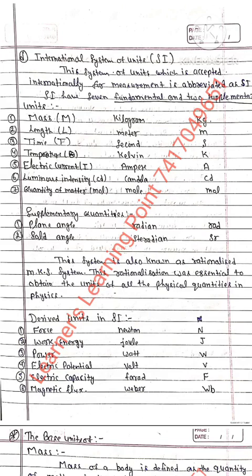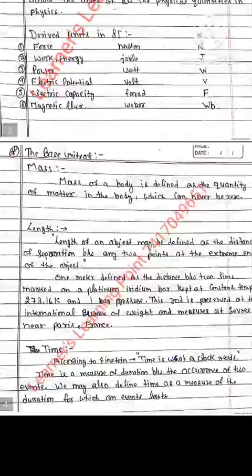Now, derived units: those units which are obtained from the fundamental units are known as derived units. The first is force. What is force? The unit of force is Newton. Work and energy: the unit of work and energy is Joule. Power, electrical potential, electrical capacity, magnetic flux. These are the derived quantities.